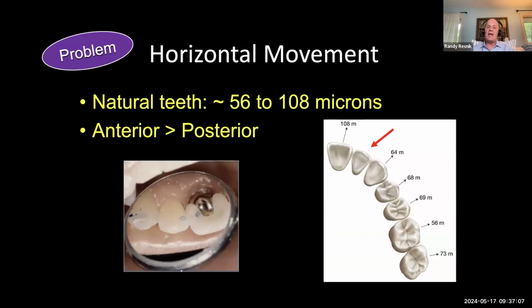If we look at horizontal movements of all the teeth, this is of the maxillary teeth, you can see that the anterior move a lot more than the posterior. And that is part of mutually protected occlusion. We want the posterior to protect the anterior so this doesn't happen. However, we make it happen when we have, in this situation, a lateral implant.